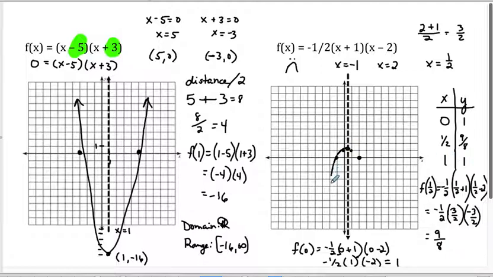So now I've got some points. I can really see where this parabola is going to go, and I can go ahead and graph it. And I can consider that the domain here will be the set of all real numbers, and the range will be a maximum value at 9/8 and a minimum value of -infinity.